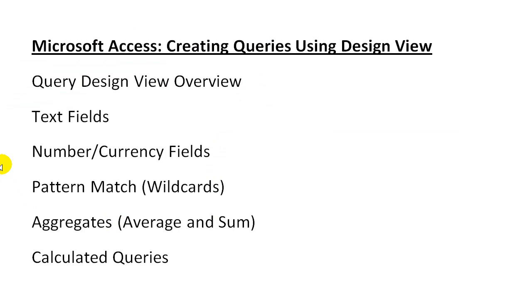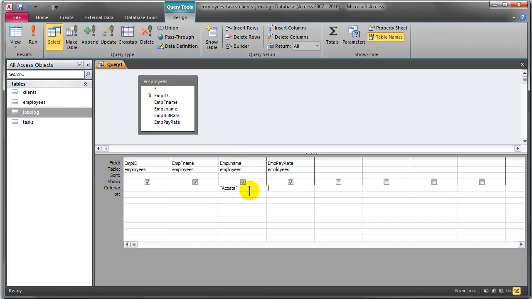Now, the other kind of query I'd like to look at is using number and currency fields. So let's check those out. I'm going to go ahead and delete my criteria for this text field of last name, and I'm going to focus on employee pay rate. This is a currency field, but it can be treated just like a number. Numbers and text are just a little bit different. I won't use quotation marks here, but instead you can use a lot of comparison operators.